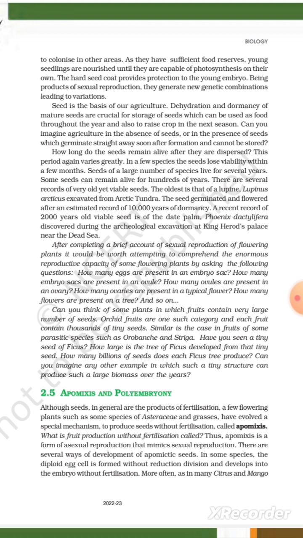The oldest is that of Lupinus arcticus, excavated from Arctic tundra. The seed germinated and flowered after an estimated record of 10,000 years of dormancy. A recent record of 2,000 years old viable seed is of the date palm, Phoenix dactylifera, discovered during the archaeological excavation at King Herod's Palace near the Dead Sea.